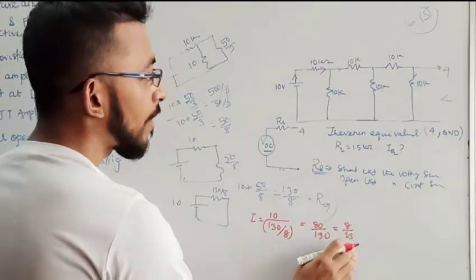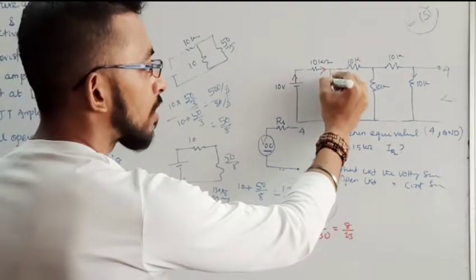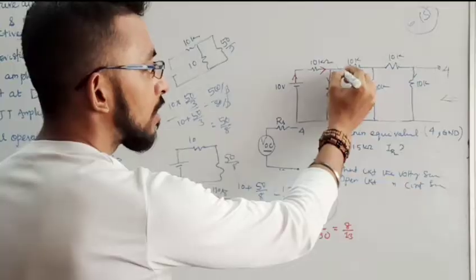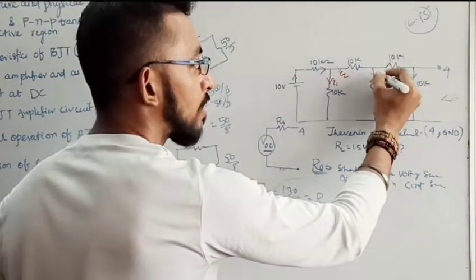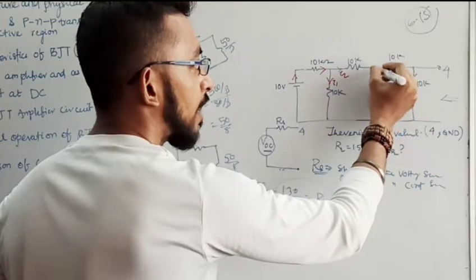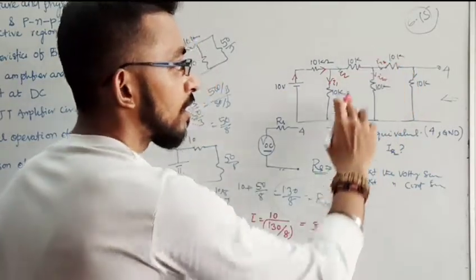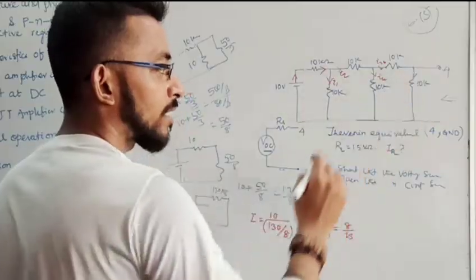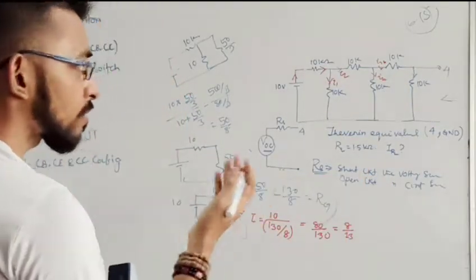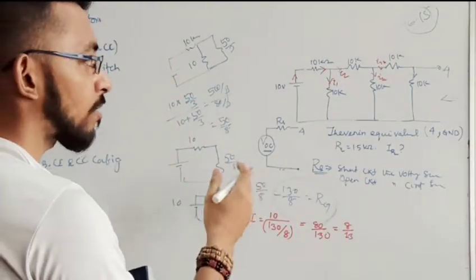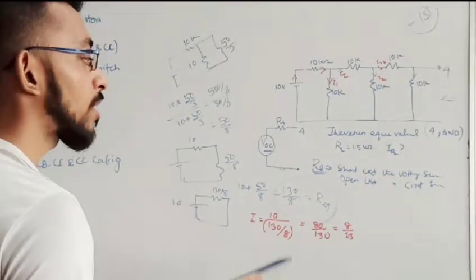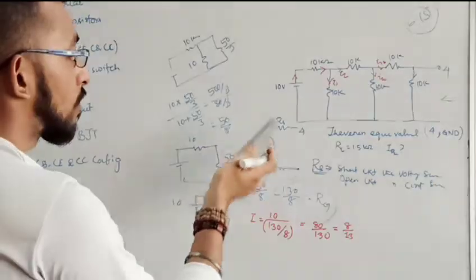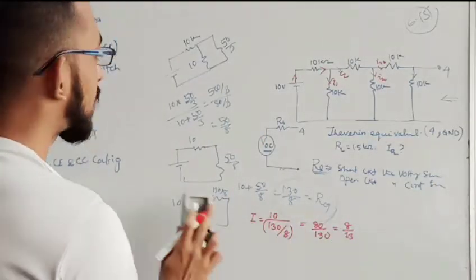Now this 8 by 13 will divide into two parts. One is I1, the other is I2. Again that I2 will divide into two parts, I2A and I2B. Then only I can find my voltage across that. So this process is lengthy, but let me solve it once so that you can do it in any type of question, and then I will tell you the shortest path also.